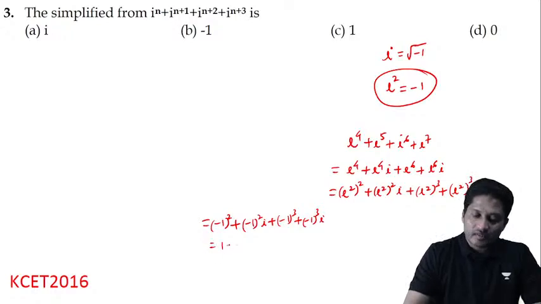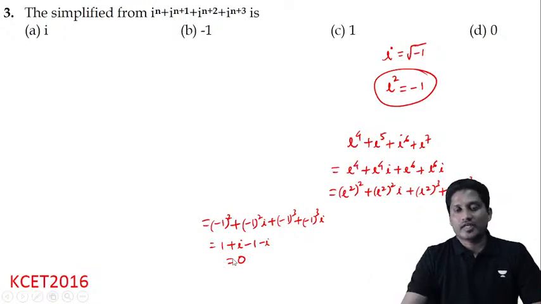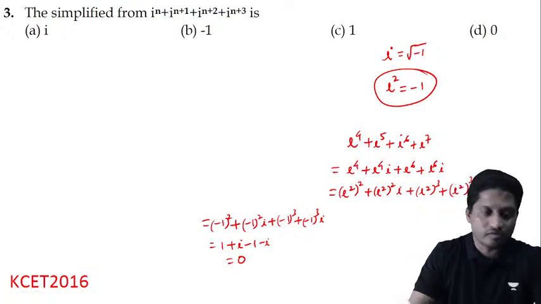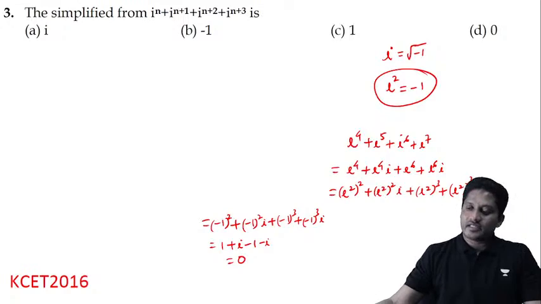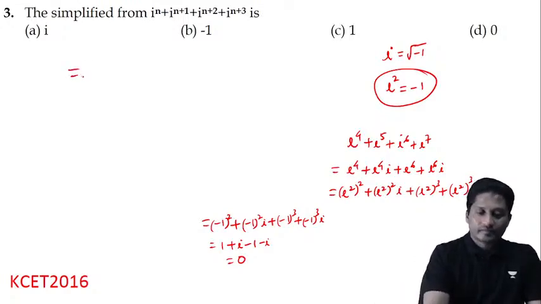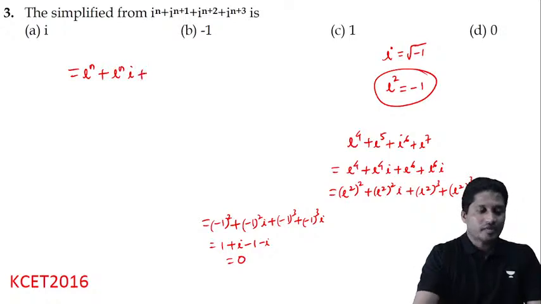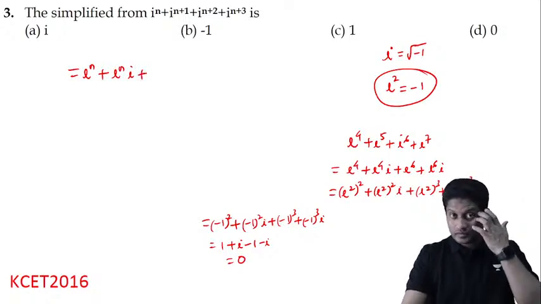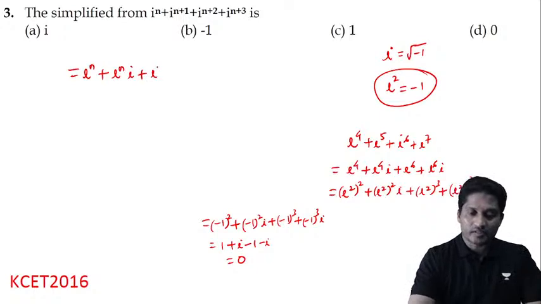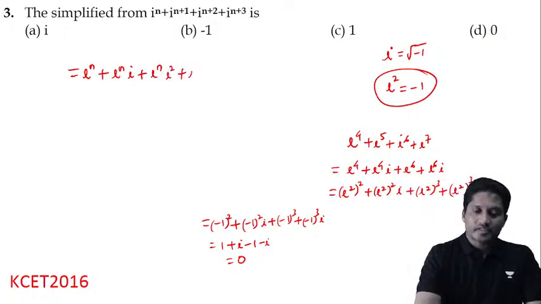This is minus 1, minus i square is minus 1, square is plus, I get i minus 1, then this is minus i, which will be 0. Sum of 4 consecutive powers of i is always 0. So if I use that logic, I can write this as i power n plus i to the power of n into i plus i to the power of n into i square plus i power n into i cube.